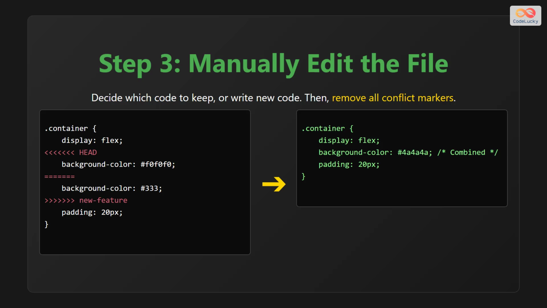Now it is time to make a decision. You must choose which code to keep. You might keep your version, the other version, or a combination of both. The goal is to edit the file until it has the final code you want, and then you must delete all the conflict marker lines.